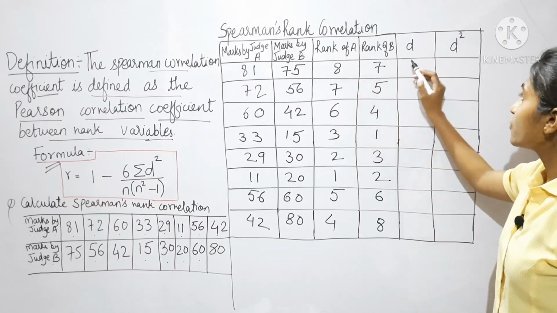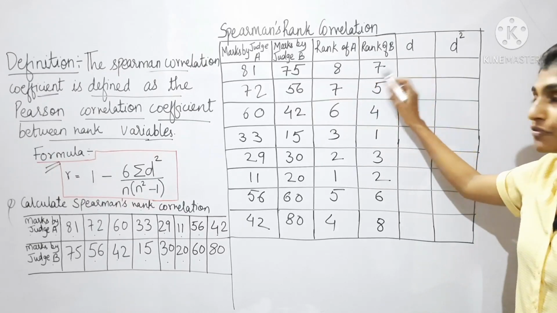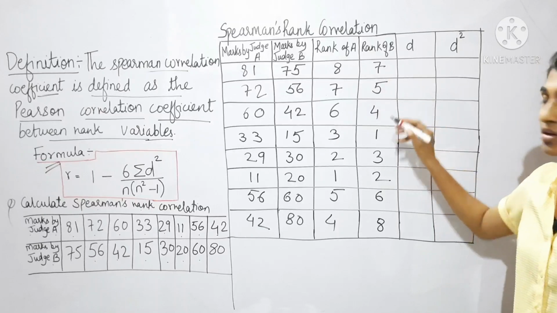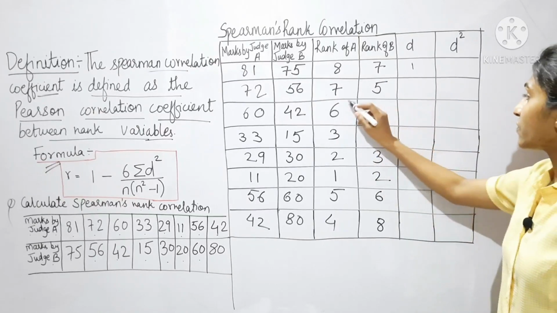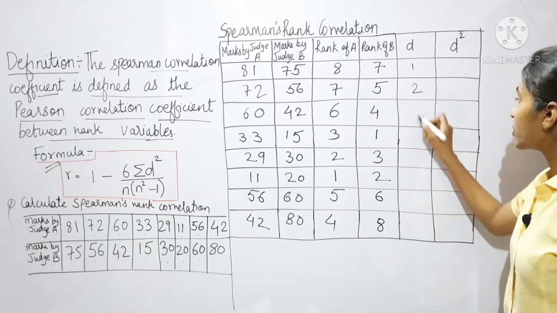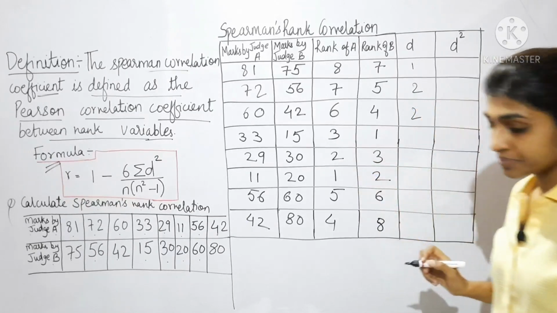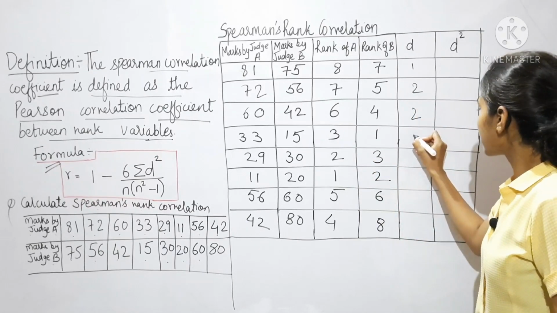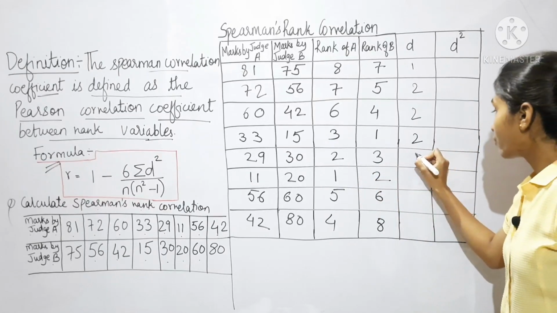So the difference, first is 8. How are you going to find the difference? 8 minus 7, so 1 is the difference. 7 minus 5, 2. 7 minus 5, 2. 6 minus 4, 2. 3 minus 1, 2. Then 2 minus 3, 1.